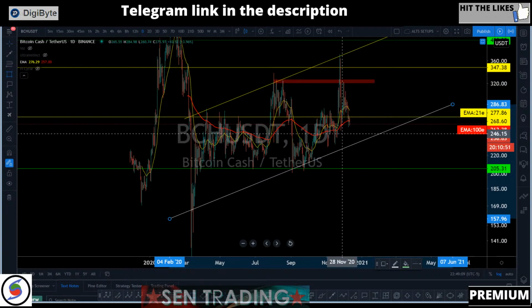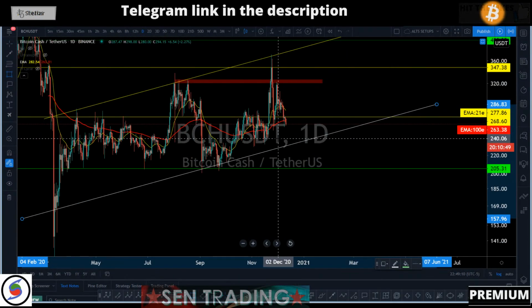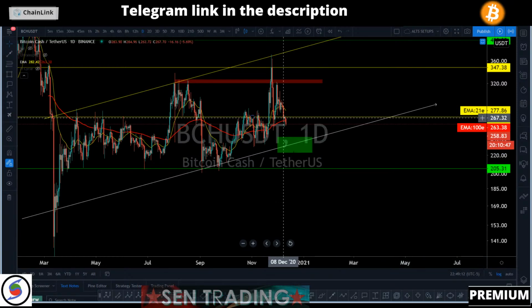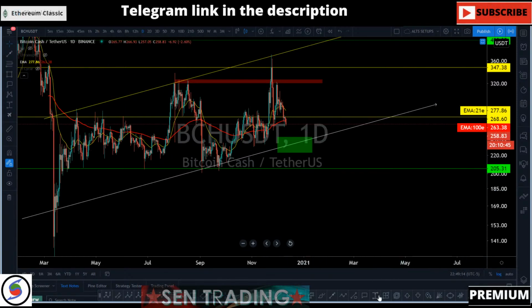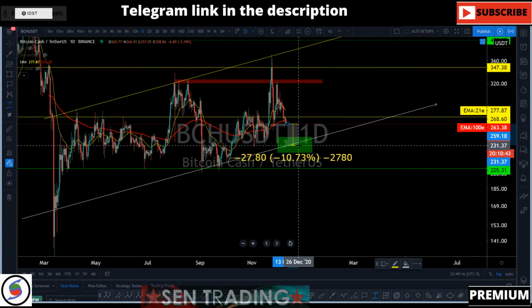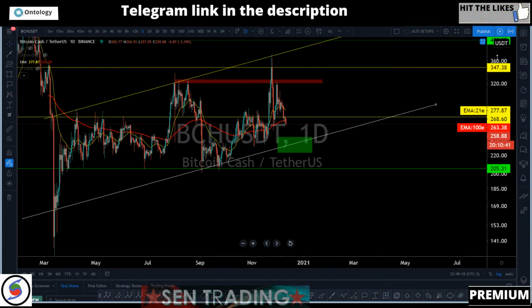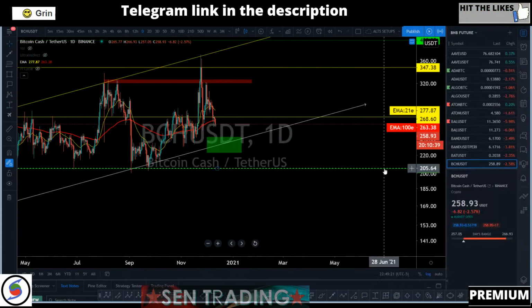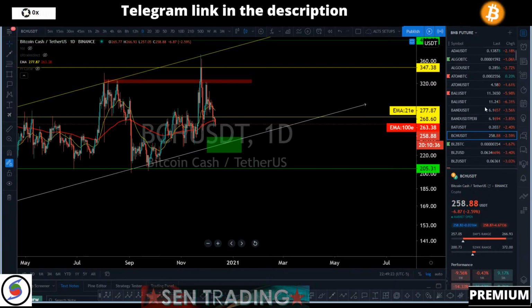If and only if it doesn't find support right there, we could find support right here, which means BTC has to drop. If Bitcoin Cash drops 10%, we could see a 5 to 6% drop on BTC, right?